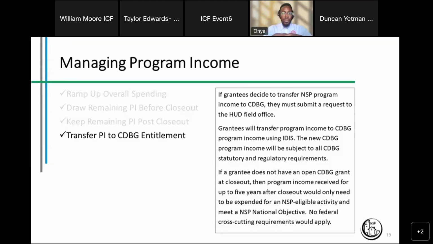And I want to make a note here to clarify the point that I just made. That point, that it needs to be expended for an NSP eligible activity and meet an NSP national objective, is for PI applicable to activities that were funded before closeout. If the program income was for an activity funded after closeout, that income can be used without the typical NSP restrictions. But HUD does want to encourage that you use it according to the NSP guidelines. Okay.